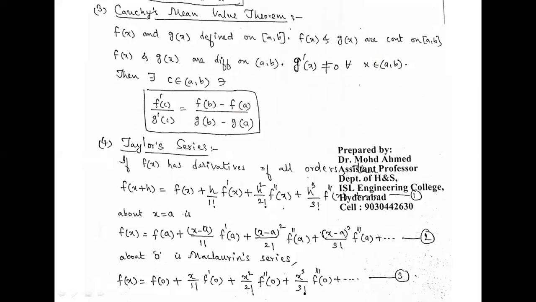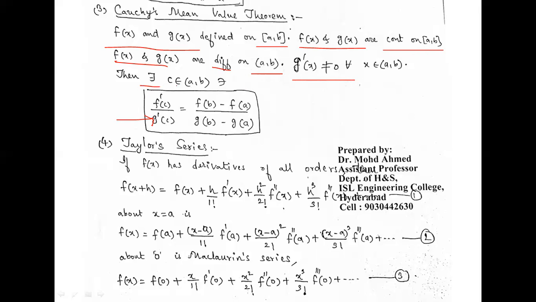Then Cauchy's mean value theorem. What is Cauchy's mean value theorem? It is very similar. f of x and g of x, two functions given, are continuous on the closed interval a comma b. f of x and g of x are differentiable on the open interval a comma b. g dash of x is not equal to 0 because the denominator must not be equal to 0, or else it will become infinity or undefined. And x belongs to the open interval a comma b.